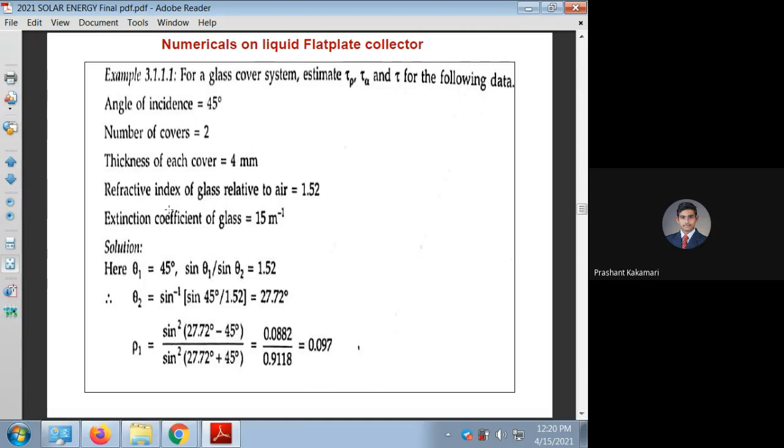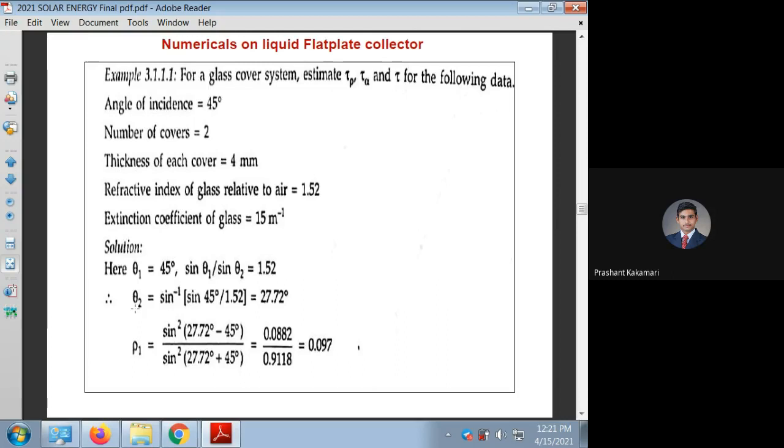Next given is the refractive index of the glass. The refractive index of the glass is N2, so from this N1 can be found. The refractive index of glass relative to air is 1.5. That value is nothing but N2 by N1, the refractive index of glass N2 relative to air, where the air medium is N1. So N2 by N1 is 1.5. Then the extinction factor K is given for the glass as 15 per meter.